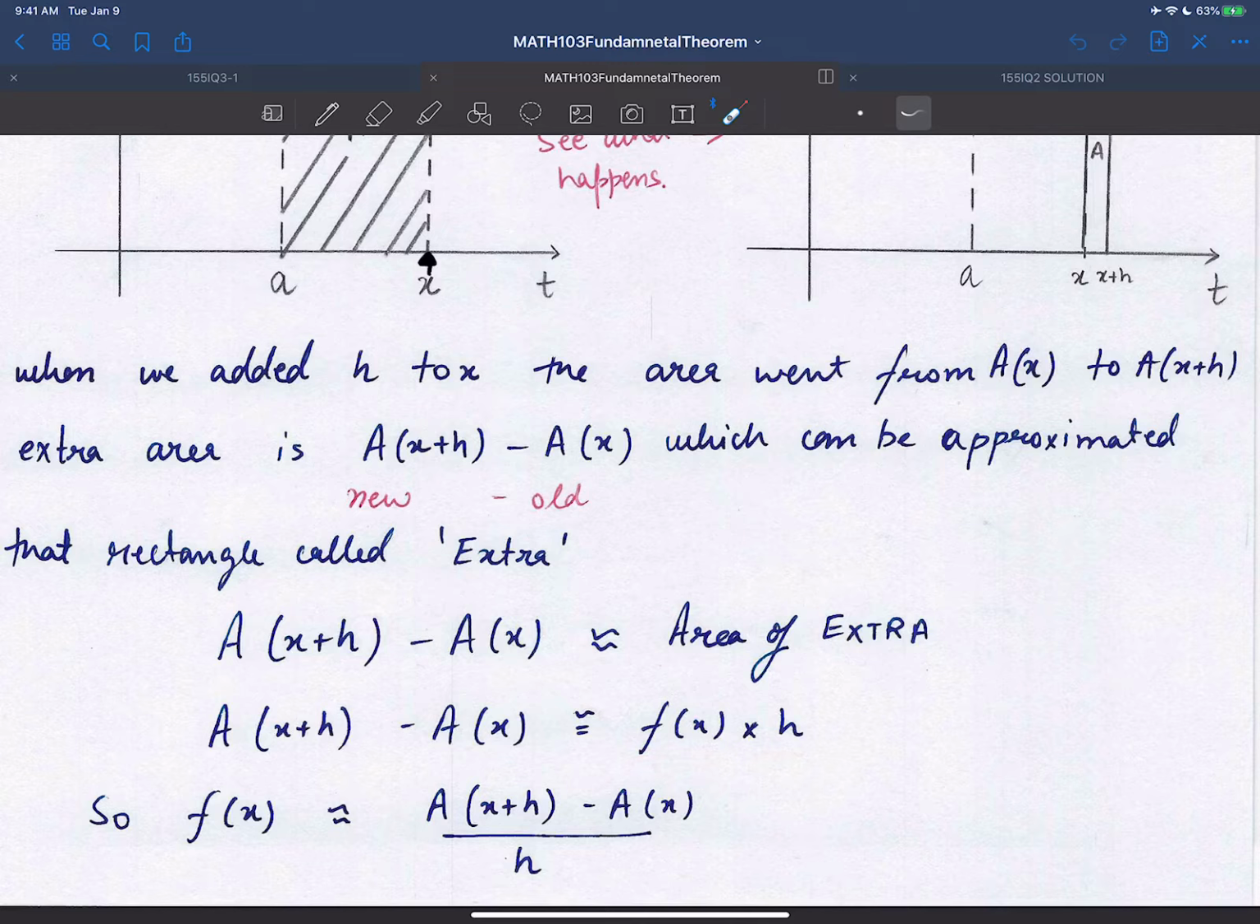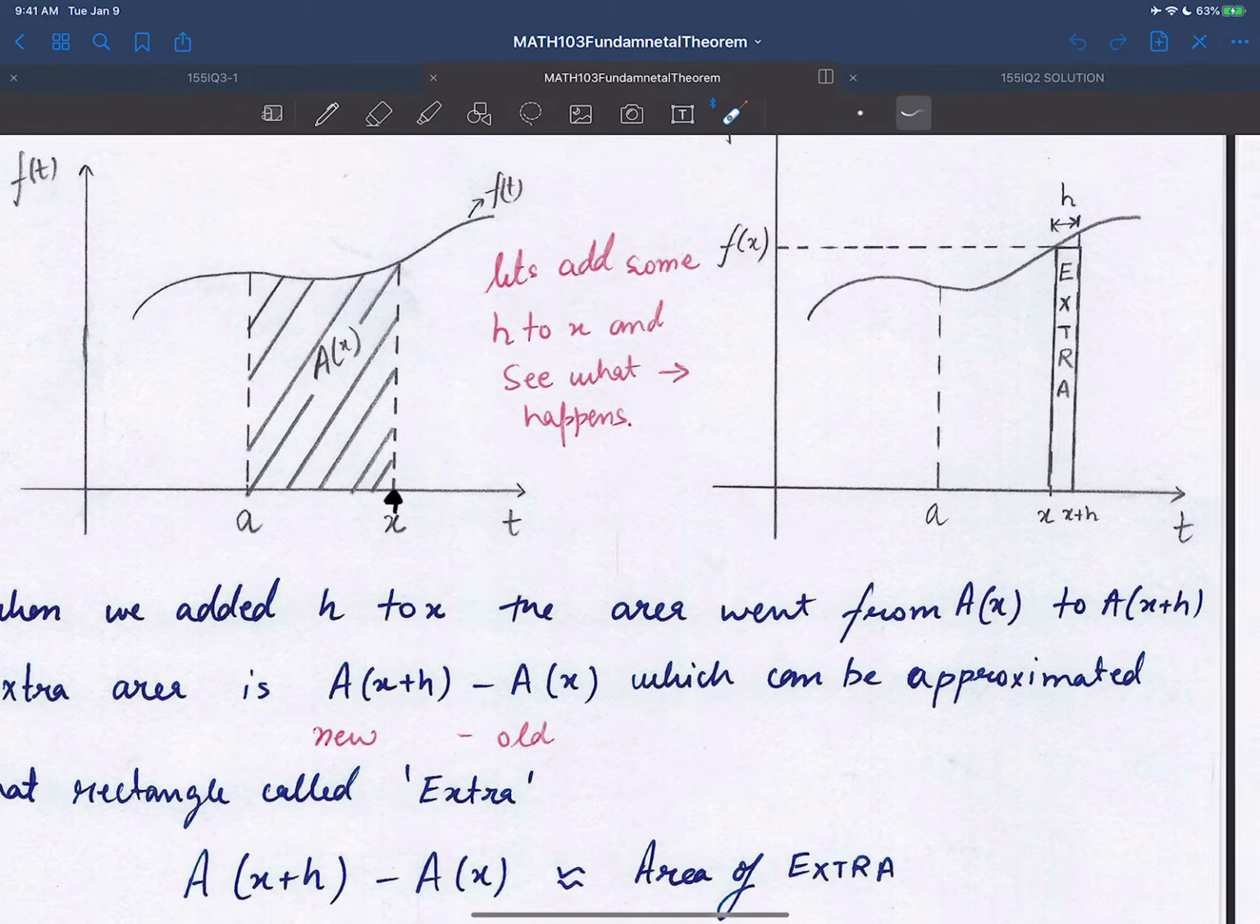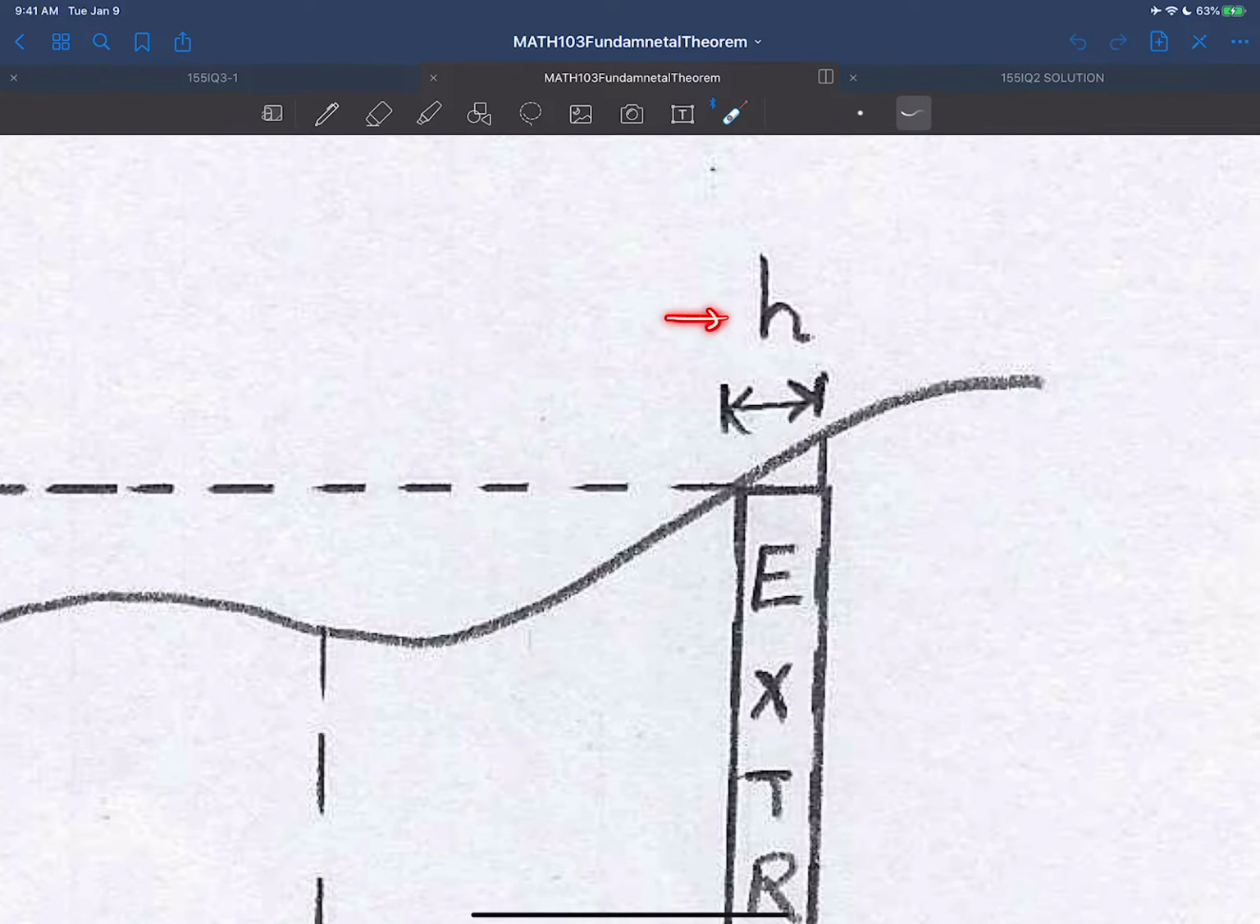And then if you do a little bit of rearrangement, what you can do is figure out that f of x, from that isolation, is roughly equal to the difference of the area at x plus h minus the area at x, divided by h. Okay, and this argument becomes way more accurate if you make a very tiny adjustment. Okay, if the h that you added is very small, then it is more accurate at that point.